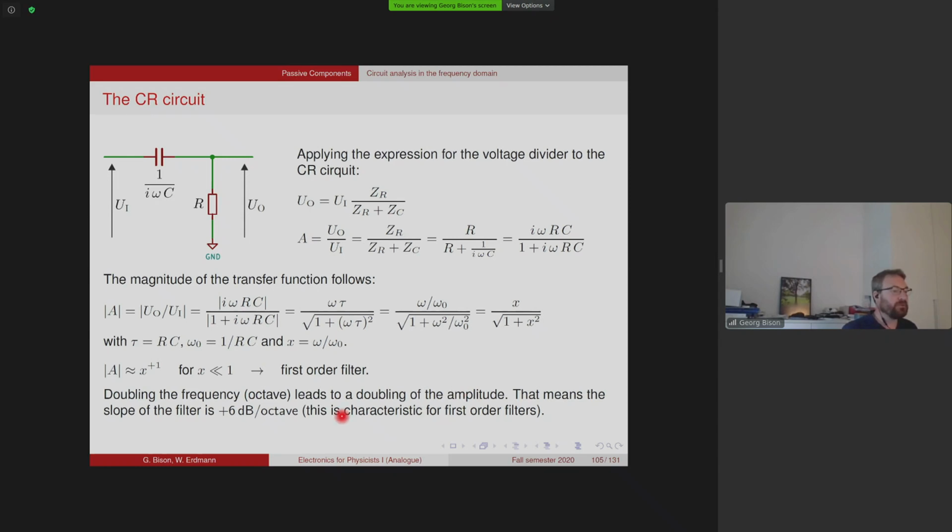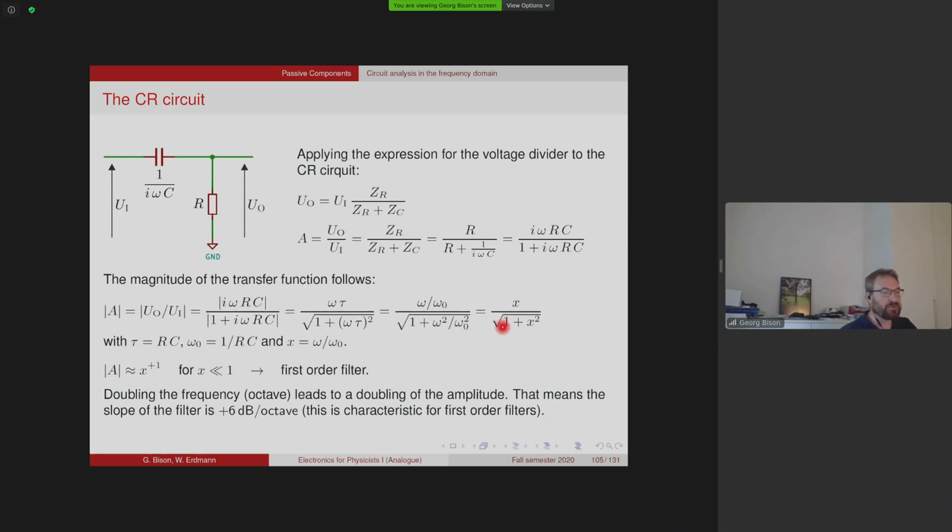Okay, with the same definitions of the time constant and the critical frequency and the dimensionless scaling or frequency parameter x. Now, if you have a look at how this goes for large frequencies, so for large values of x, this goes to 1. So high frequencies can pass through this filter.